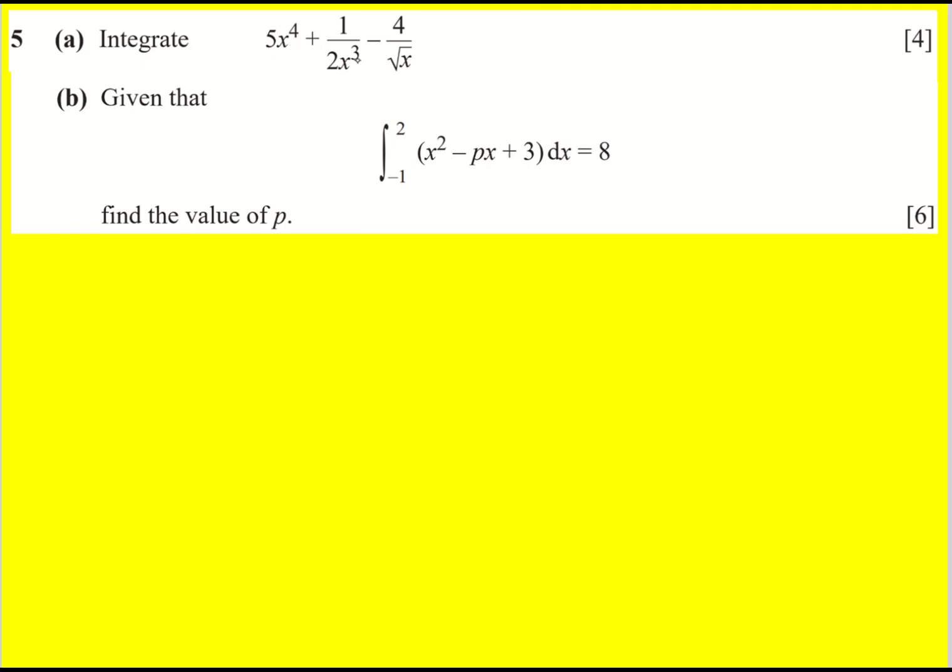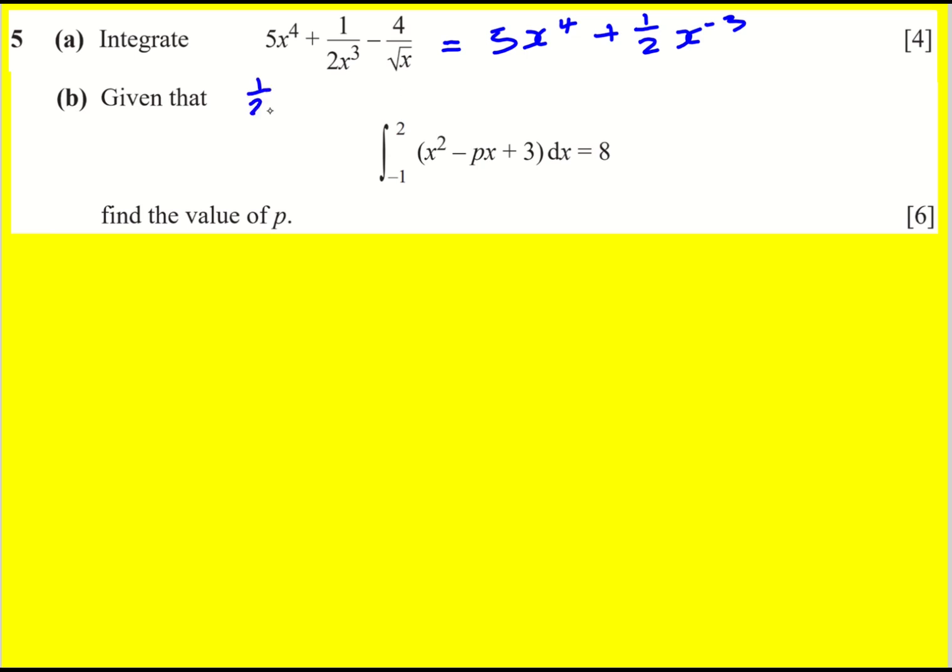integrates 5x to the 4 plus 1 over 2x cubed minus 4 over root x. Well, the first thing to do is put it in as x to the n. So we've got 5x to the 4, no problem. Then this is going to be a half times 1 over x cubed. It actually becomes a half x to the minus 3. Not 2x to the minus 3, but the half, because we're dividing by it there.